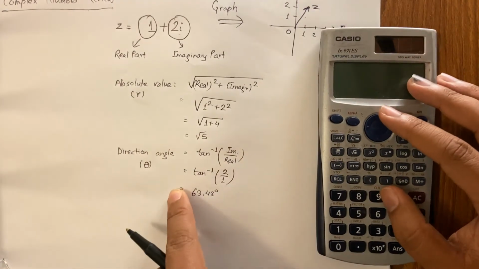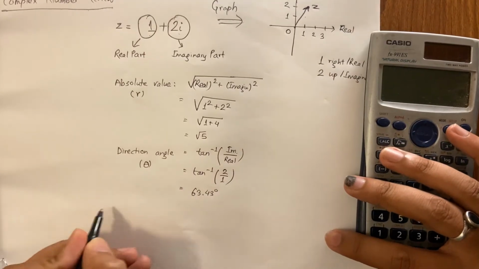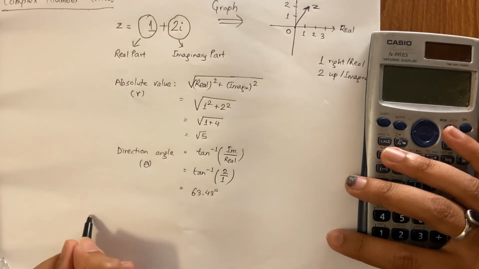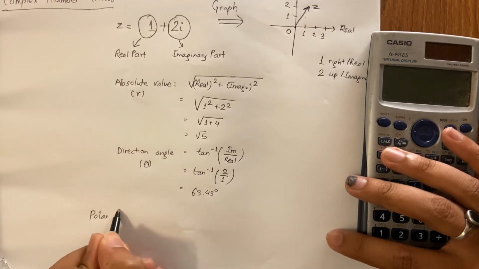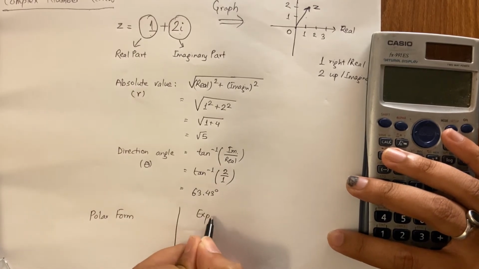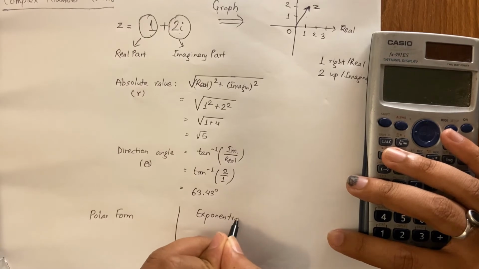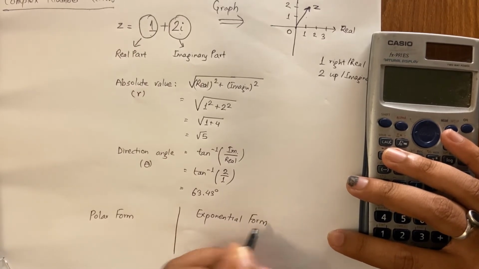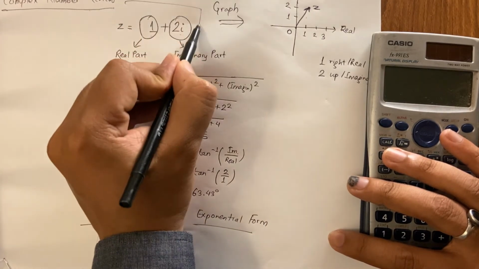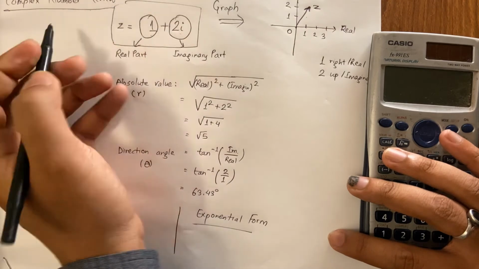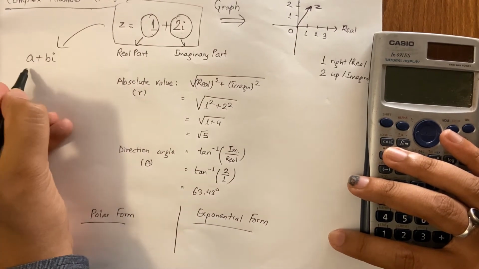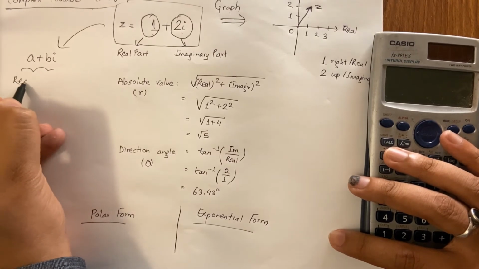Now let's write this complex number in different forms. So as you know, complex numbers have 2 different polar forms. One is the polar form and the other is the exponential form. And also the third form that we already know, the form we started with, a plus bi, is known as your rectangular form.